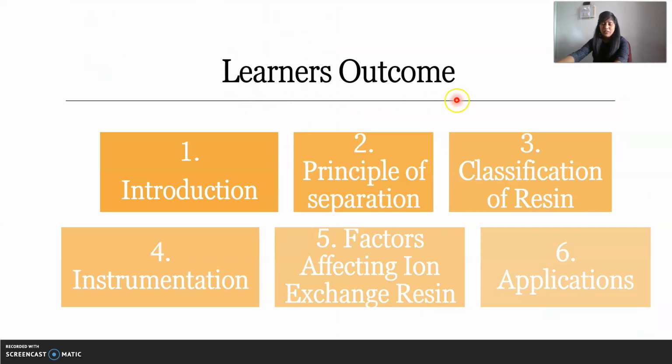So the learner's outcomes from this topic are: introduction to ion exchange chromatography. Second point is principle of separation. Third is classification of resins. Point number 4 is instrumentation or practical requirements of ion exchange chromatography. Point number 5 is factors affecting ion exchange resin. And point number 6 is applications of ion exchange chromatography.